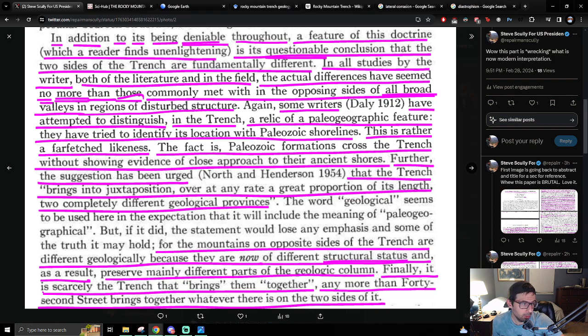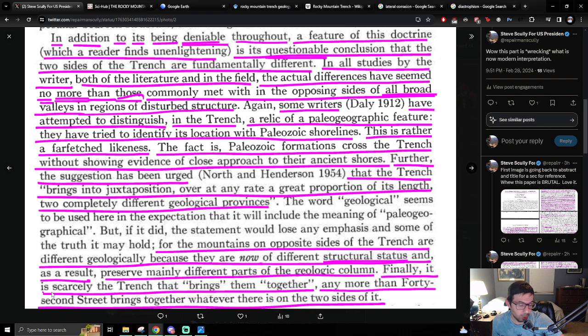I'll just read the rest of this too. The word geological seems to be used here in the expectation that it will include the meaning of paleogeographical, but if it did, the statement would lose any emphasis and some of the truth it may hold. For the mountains on opposite sides of the trench are different geologically because they are now of different structural status, which I think he means like named differently, and as a result preserve mainly different parts of the geological column.